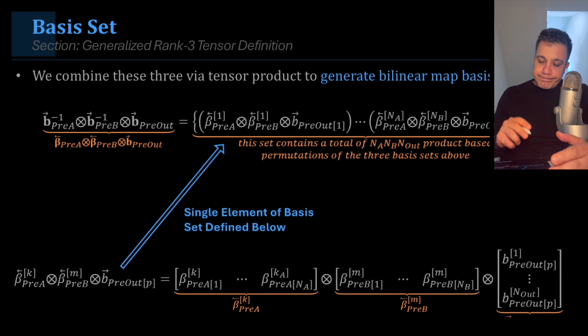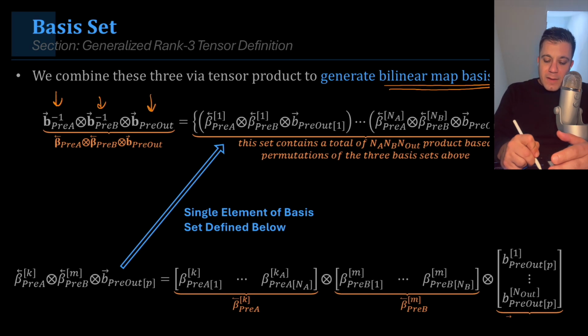And then here is how we generate the basis set associated with our linear map with our rank 3 tensor. Essentially, it's the tensor product of the B pre-A inverted, B pre-B inverted, and B pre-out not inverted. So first input, second input, and output. And what we do is we take every permutation of those products.